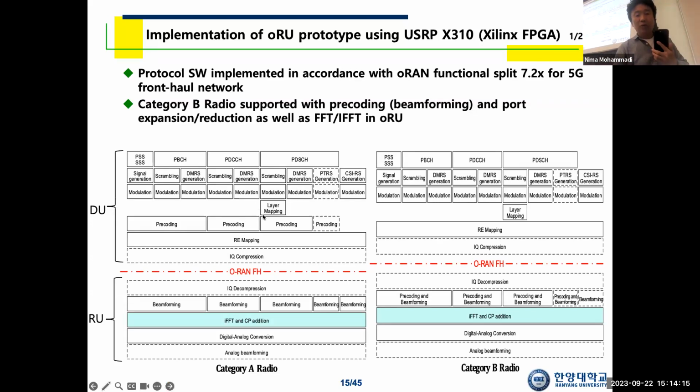These are the functional blocks to be covered by the ODU emulator, and these are the functional blocks to be covered by the ORU emulator for category A. And these are those for category B. The only difference between category A and B is that ORU takes care of pre-coding as well as FFT processing, whereas that pre-coding obligation falls on ODU in category A, okay? We have implemented an emulator of ORU for category A and category B, okay?